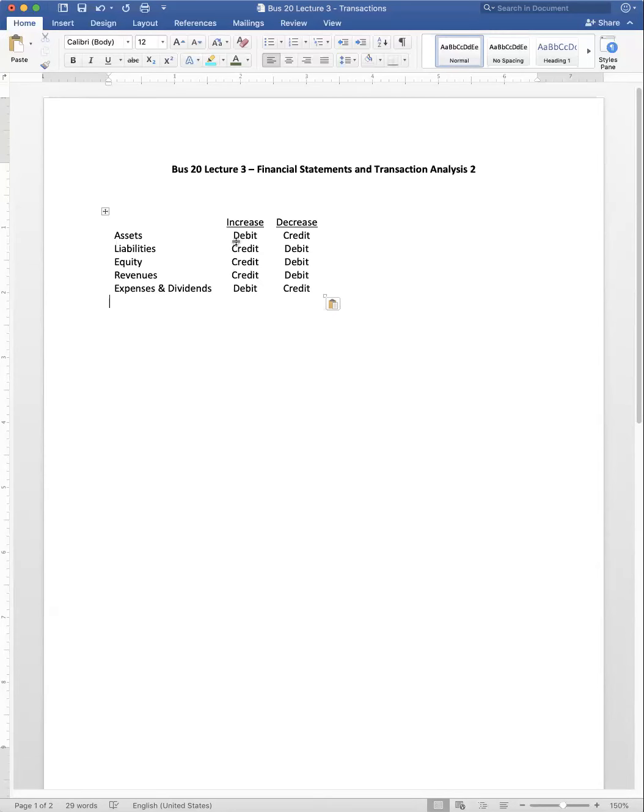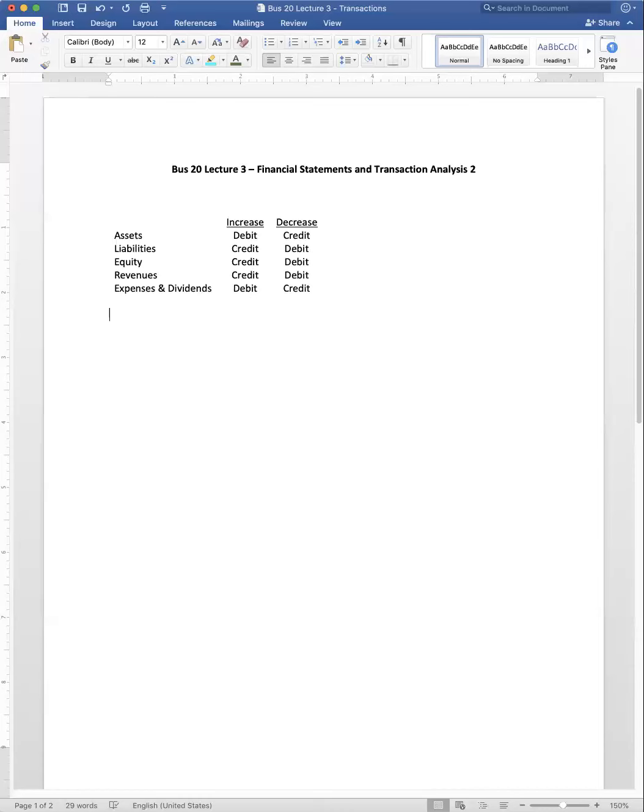So remember, assets increase with a debit. And if you think about the hand rule, the pinky and the thumb touching, that indicates the outside ones. The assets and the expenses are the ones that increase with debit. And then the three middle ones, liabilities, equity, revenues, they increase with credit.